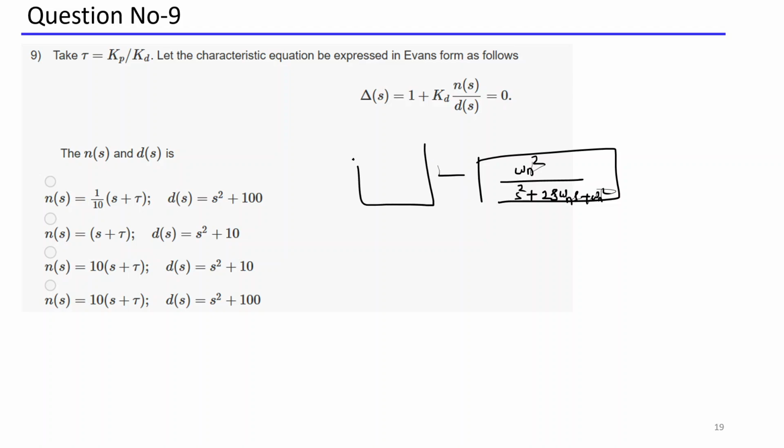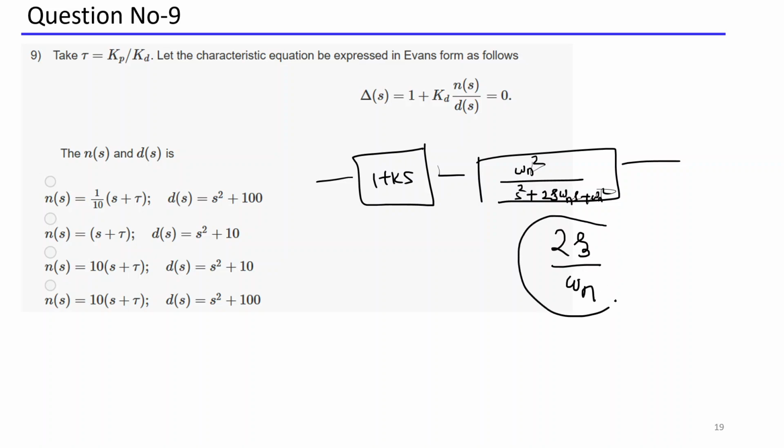They're adding something, 1 plus ks. And they are saying that the steady state error to the unit ramp input without this proportional plus derivative filter is 2 zeta by omega n. This will be the steady state error without this controller.